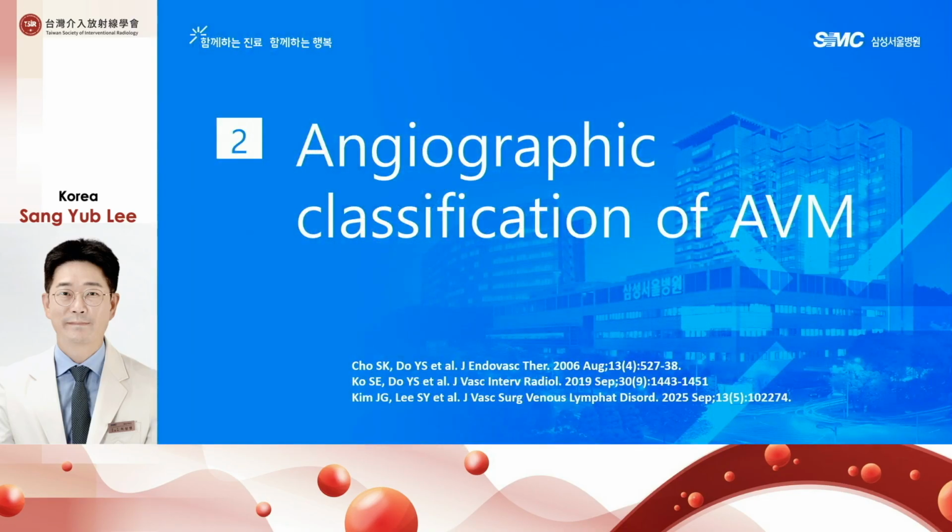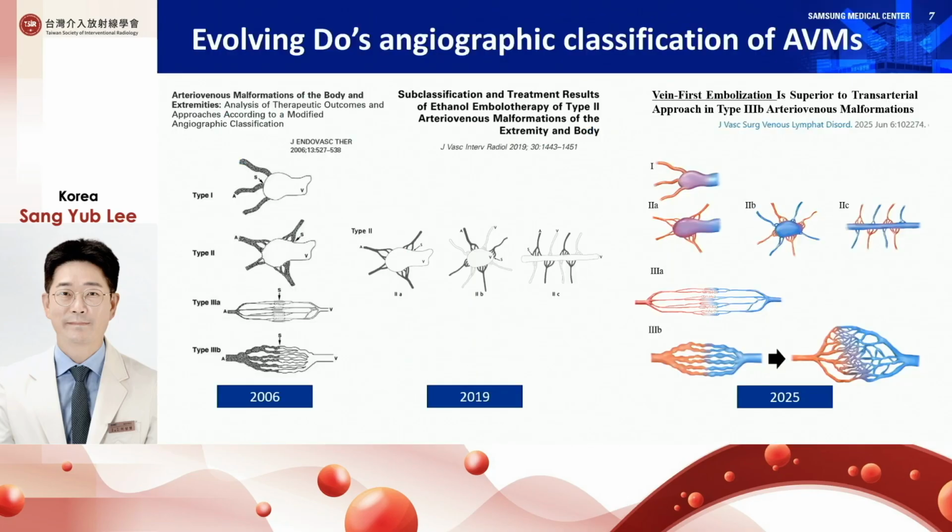In this talk, I will focus on the angiographic classification. As already mentioned by Dr. Luhan, I will tell you about the Jodo AVM classification. This is still evolving, from 2006. This year, we published a modified version of the Type 3B AVM, the so-called vein first embolization strategy.